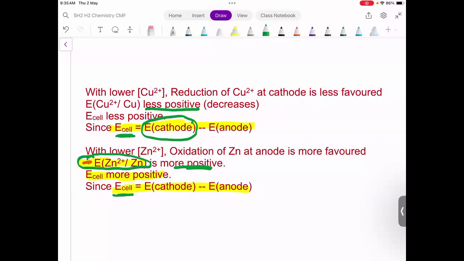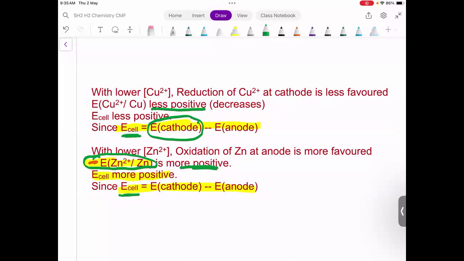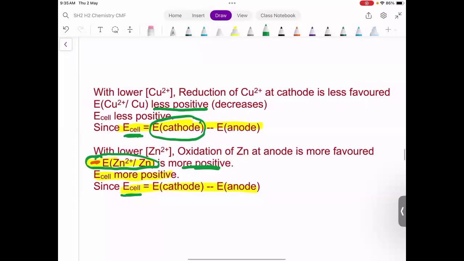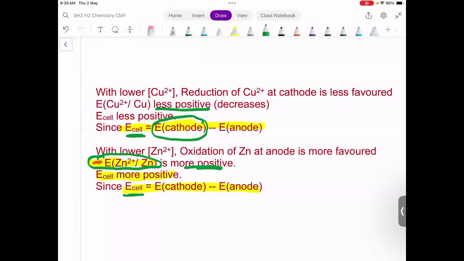Same thing for enthalpy change. When you talk about enthalpy change, you should also be talking about it being more exothermic, less exothermic, not just increase, decrease. Do you remember what I taught you last year? Gone with the wind. It's the same idea. Okay? Okay, I move on. Can?